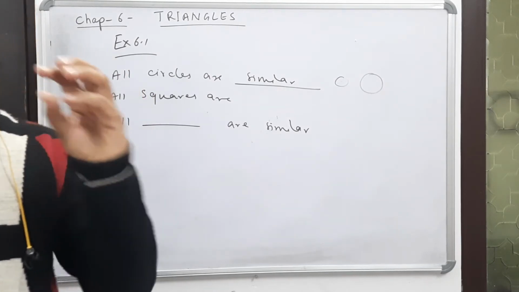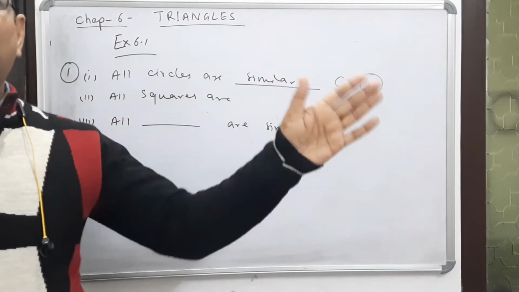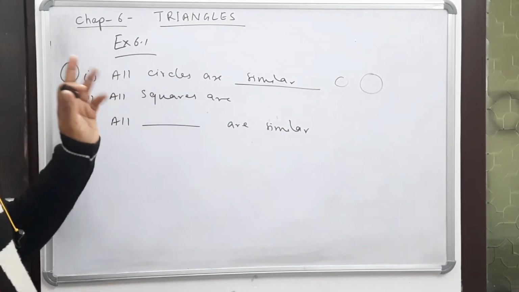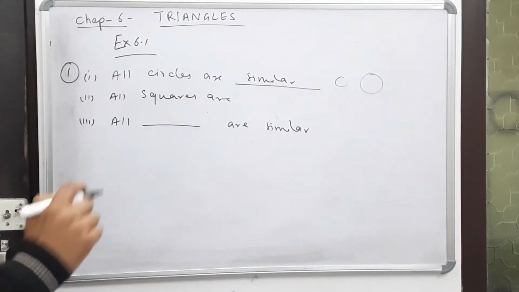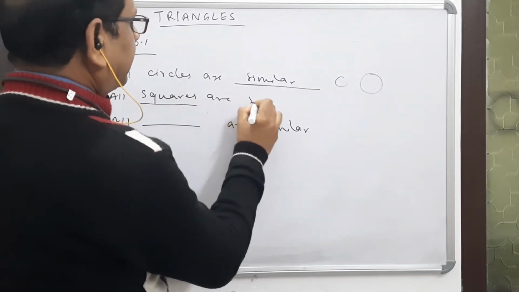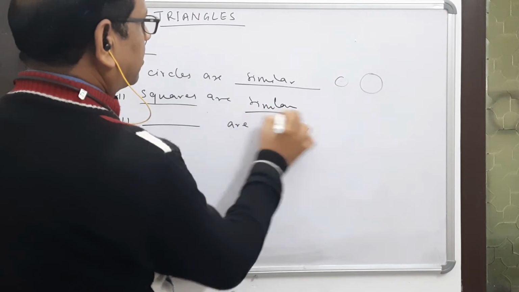If you take bangles of different sizes, they will look alike. Only the sizes are different. So we can say that all the circles are similar. All the squares are similar. All the squares are similar. Why is it?